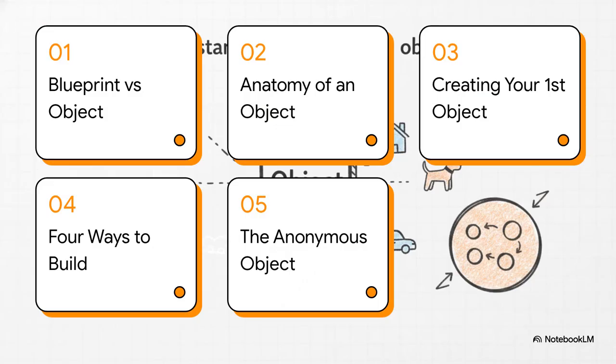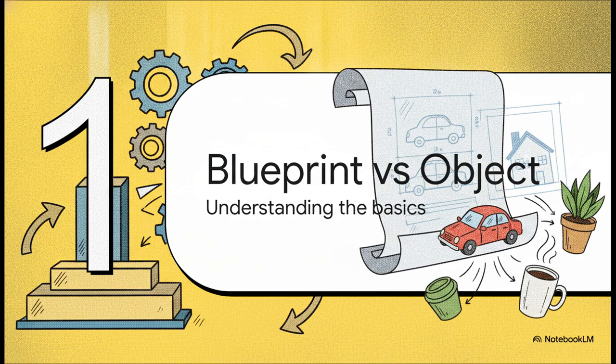So, here is the roadmap for our masterclass today. We'll start off with the blueprint versus the object, then we'll look at the anatomy of an object. From there, we'll cover creating your first object, explore 4 ways to build, and finally, we'll wrap up with the anonymous object. Okay, let's jump right into part 1, the blueprint and the object.